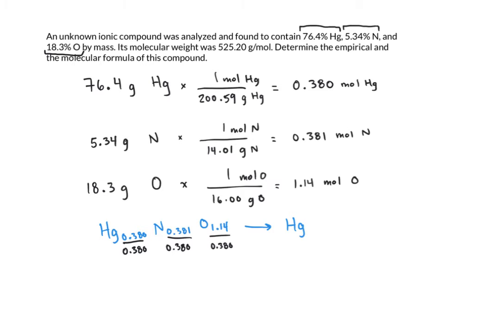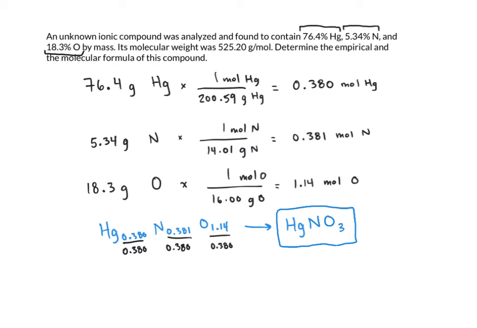0.380 divided by itself is 1. So we have a subscript of 1 corresponding to mercury. 0.381 divided by 0.380 is for all intents and purposes 1. It's close enough to a whole number that we can round it to that whole number. Any rounding error is associated with our inability to make perfect measurements and our use of significant digits. For oxygen, 1.14 divided by 0.380 gives us 3. At this point, we have converted a chemical formula with fractional subscripts into one with whole number subscripts.